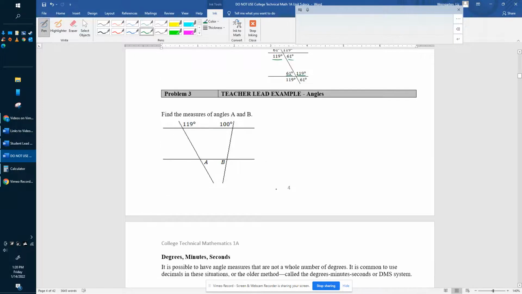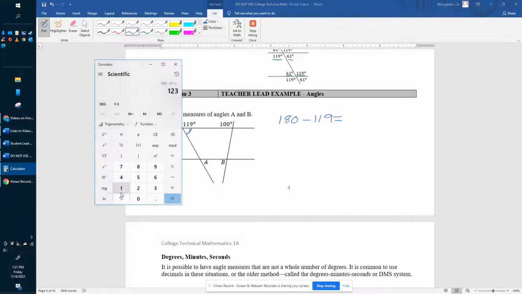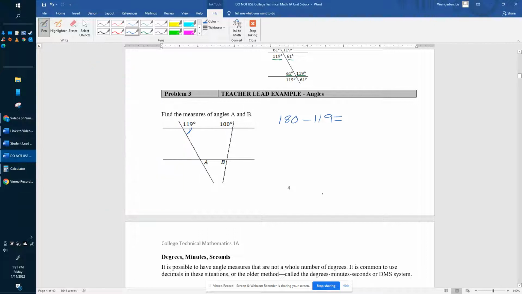So problem 3. Let's find the measures of angle A and B given the properties of angles that we just learned. Well, let's think about this. We know that a straight line is 180 degrees. So what is this angle going to be? That angle is going to be 180 minus 119, which equals 61, I believe, but I don't trust myself. Yes, 61.